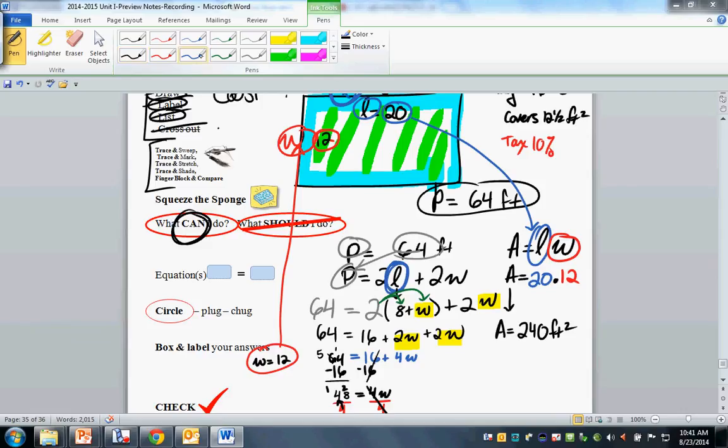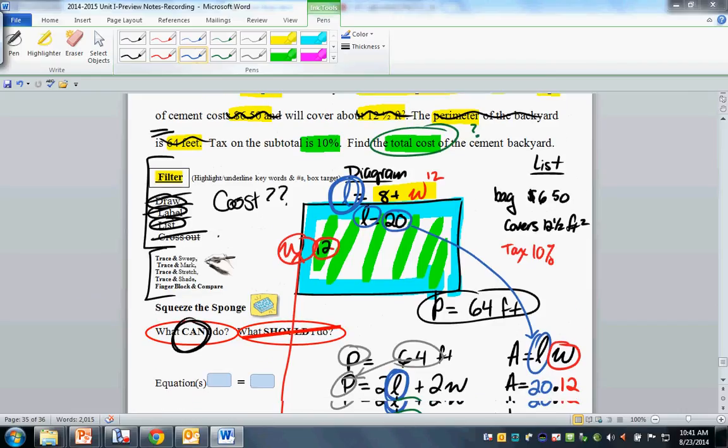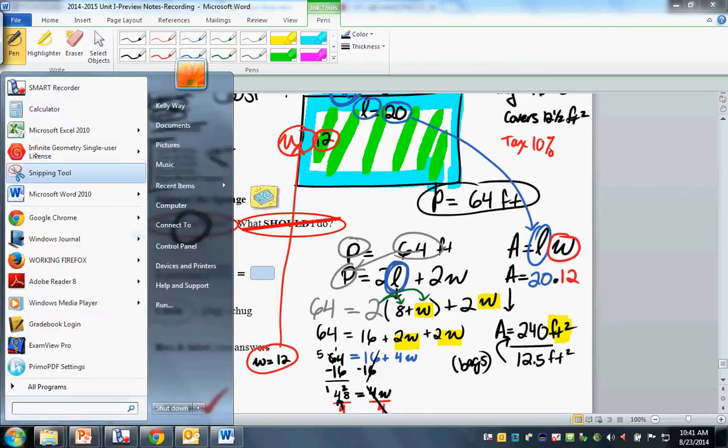Now let's look at the information we have here. Our bags of cement cover 12.5 feet squared. Look, and we have 240 feet squared to cover, and we want to figure out how many bags. So each bag covers 12.5 square feet. So by calculating the bags, we divide our area by 12.5. That's going to give us the number of bags.